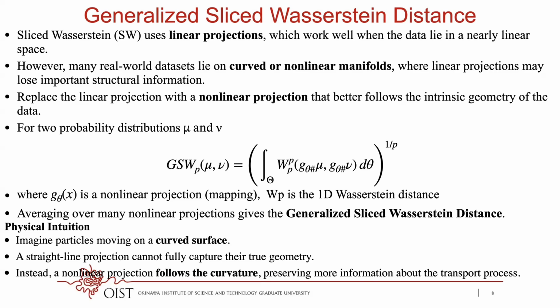So for two probability distributions mu and nu, we define the generalized slice Wasserstein distance, and the formula is defined here. The formula is the same as earlier, but instead of the linear projection p, we have used g theta of x, which is the non-linear projection. For example, you can take polynomial kinds of functions.